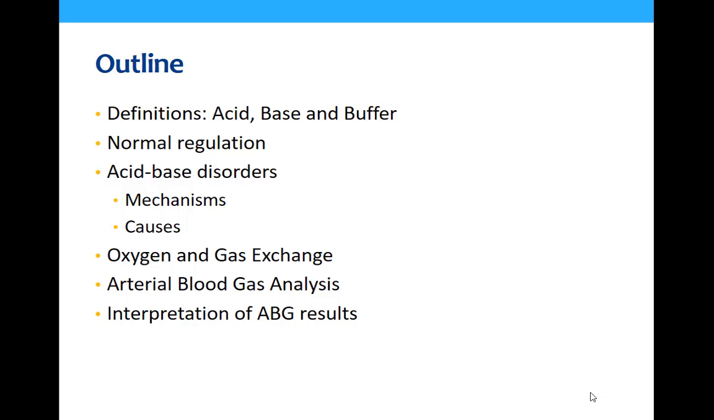This part, which is oxygen and gas exchange, although it's listed here, is not in the lecture today. So I was thinking it could be homework. If you go through this, maybe on Friday we can have some discussion on this. Not a very difficult topic actually, oxygen and gas exchange. The most important part is how you interpret arterial blood gas analysis. So we'll try to do that towards the end, and during the tutorial on Friday.